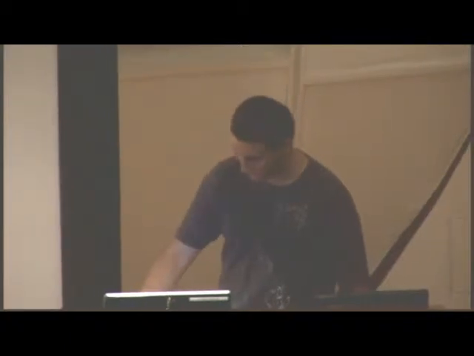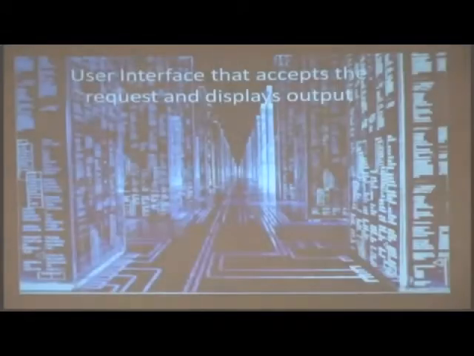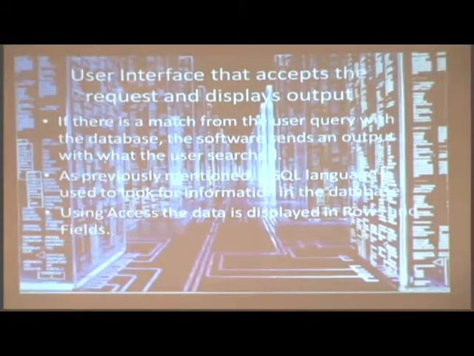And here's a query example. In Access you can just make a query. Then you select the fields that you want to include in the query and you're done. It's pretty easy. Alright, so the user interface accepts the request and displays that. If there is a match in the user query with the databases, the software sends an output to the user. As previously mentioned, a SQL language is used to look up information in the database. Using Access, the data displays in rows and fields, as I showed you before.